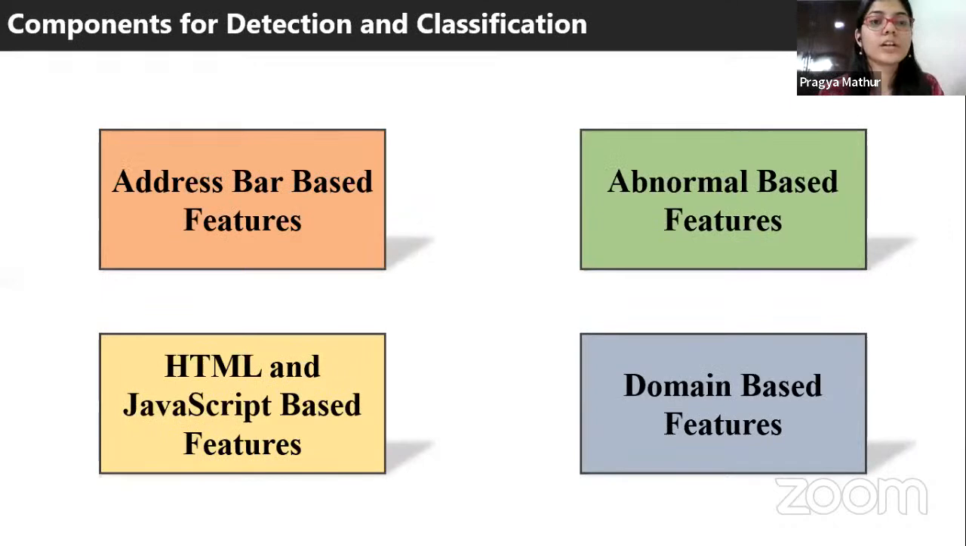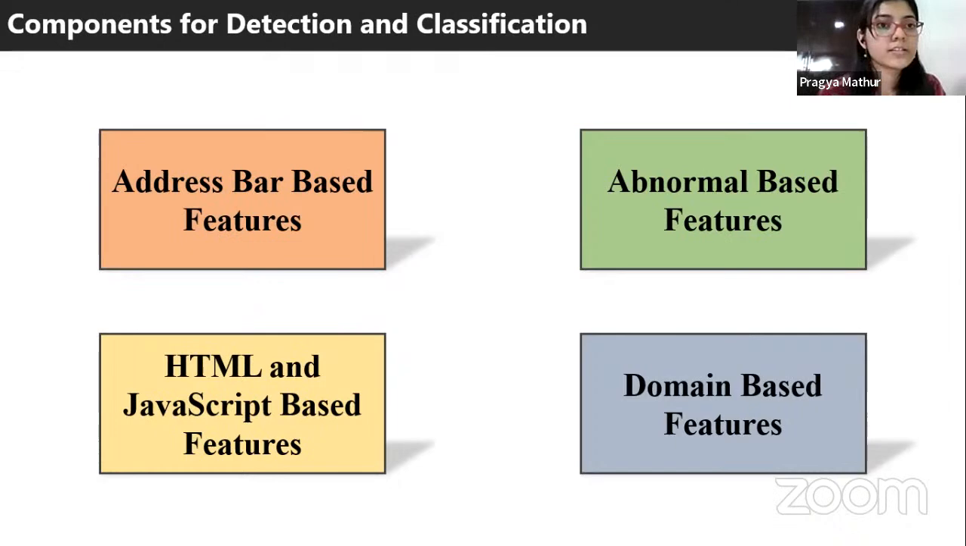After this, the components for detection and classification. There are basically four components: address bar based features, abnormal based features, HTML and JavaScript based features, and domain based features. Here, the address bar features cover the length of the URL or the identification of the URL. The abnormal based feature is for things like the Whois based data structure. The HTML and JavaScript based features are for the layout of the web page, and the domain-based feature is for the background of our URL, what kind of URL it is.